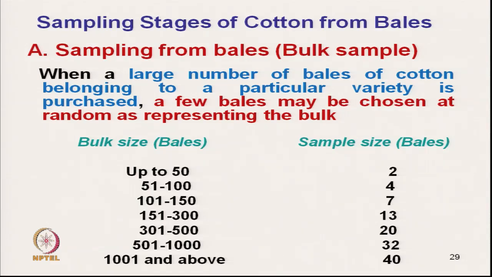For the number of samples, there are some standards. If our bulk size is, say, 50, we can take 2 bales at random, we do not have to waste the material. For 51 to 100, then 4 bales, like that. For 1000 and above, we have to select 40 bales at random. This is the standard sample size.